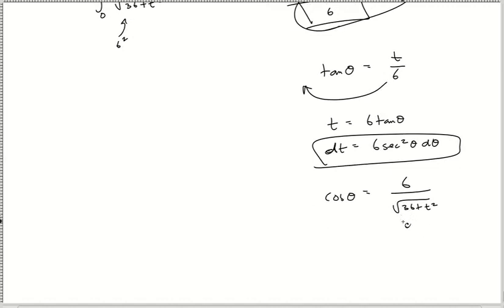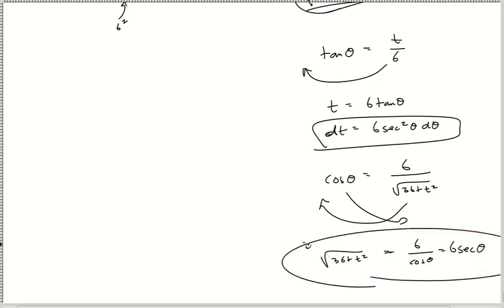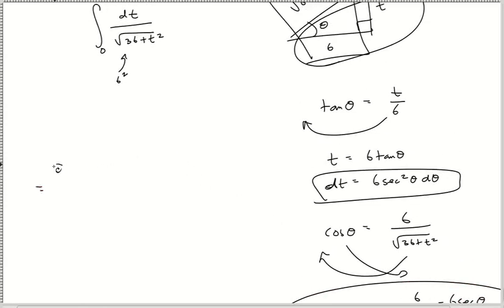And to get my square root by itself, I'm going to move this over and divide. Something kind of like that is okay, I guess. Or you can say 6 secant theta. And so I'll plug that in here as well. Here we go. So now I've got the integral. dt is going to be 6 secant squared theta d theta.